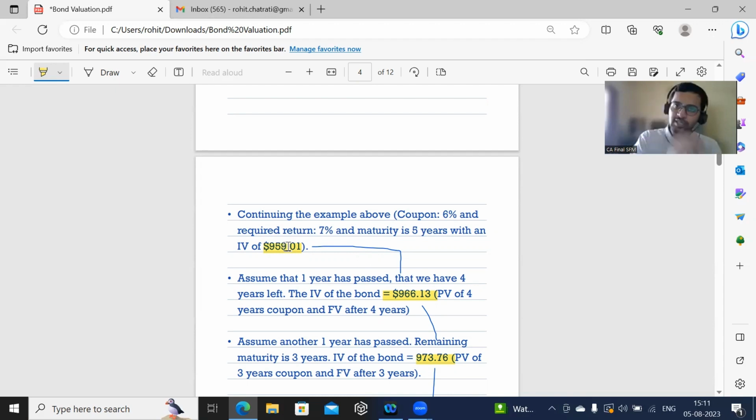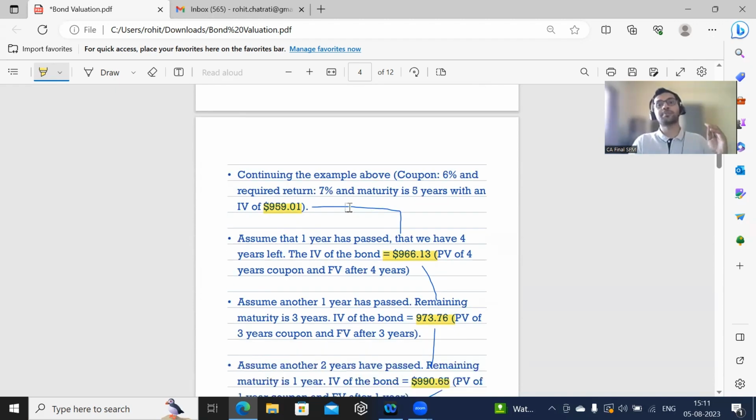Whether it is a discount bond or a premium bond, a bond's intrinsic value will always tend towards its maturity value. In case of a discount bond like this, you saw that the bond's intrinsic value is increasing, 959 to 1,000. Whereas in case of a premium bond, the bond's price will keep decreasing. From 1,020, it will come down to 1,010, 1,005, and then it will touch 1,000. So it will keep decreasing in case of a premium bond and increasing in case of a discounted bond. Whether it's a discounted bond or a premium bond, the intrinsic value as time progresses will tend towards its maturity value.